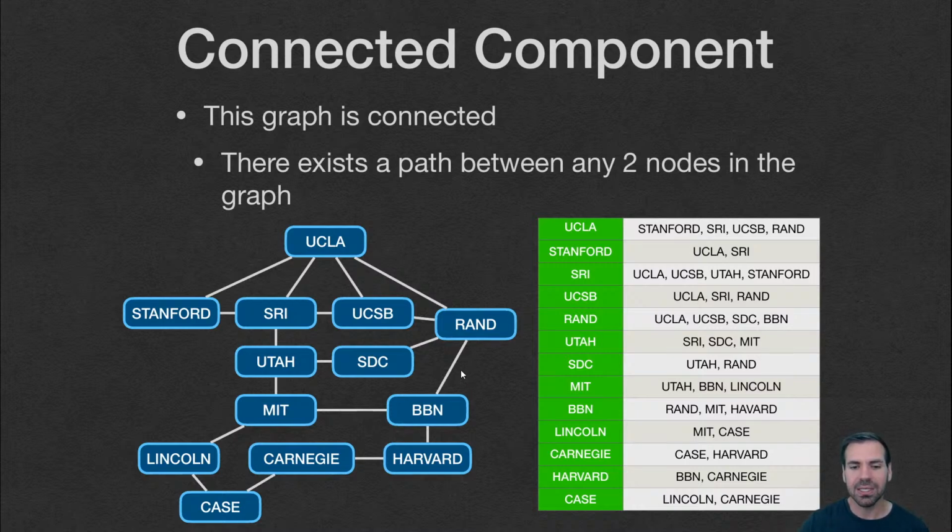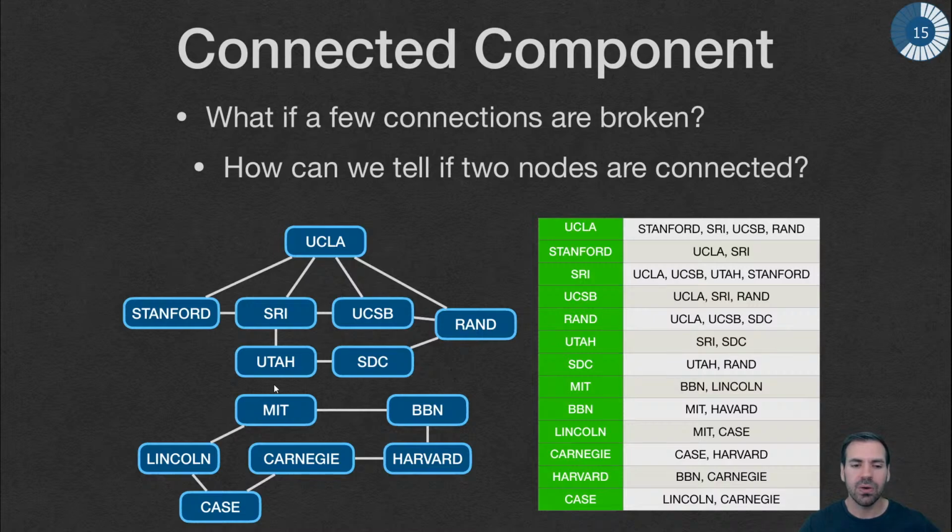And we can simulate the same thing here. If I remove 2 edges from this graph, it is now no longer connected. There are 2 connected components to this graph, this clump of nodes here and this clump of nodes here.